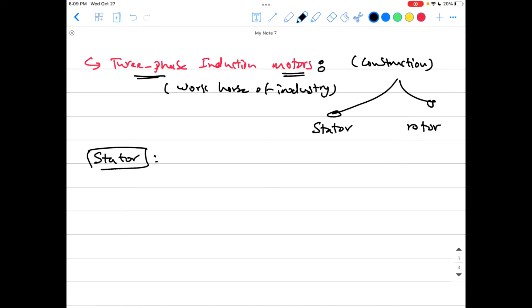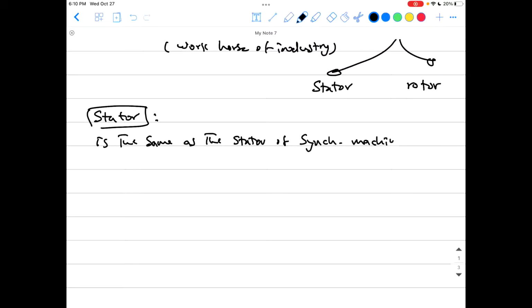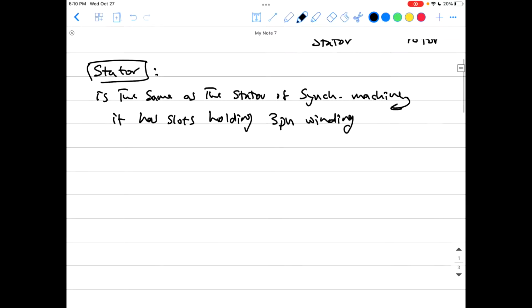of the induction motor. Why? Because it's very easy now. The stator is the same as the stator of the synchronous machine, so we're not taking you far away. It has slots holding a three-phase winding, and we have a three-phase winding in the slots of this kind of machine.